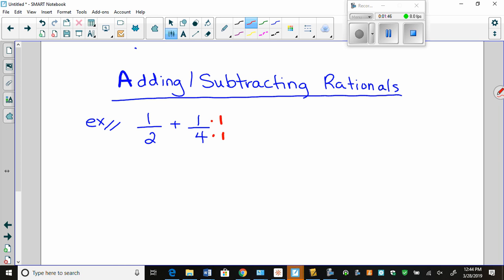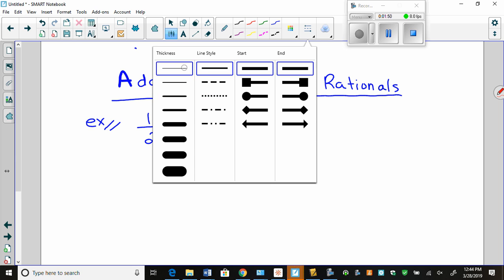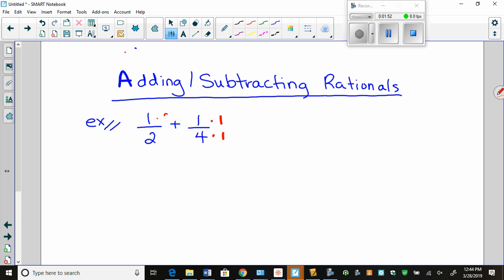So do I have to go times 1, times 1? No, I could have left that one off. I'm just proving a point. And then this one I'm going to times by 2 and by 2. So I'm going to get this equal to 1 times 2, which is 2 over 4, plus 1 times 1, which is 1 over 4 times 1, which is 4.